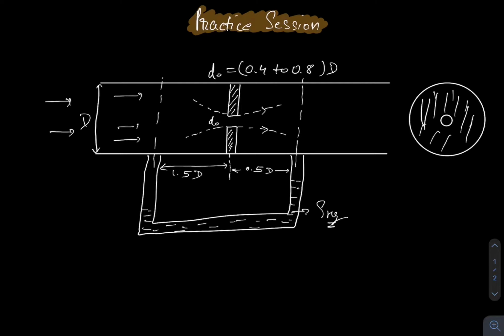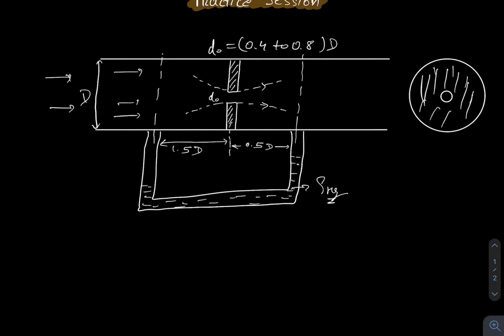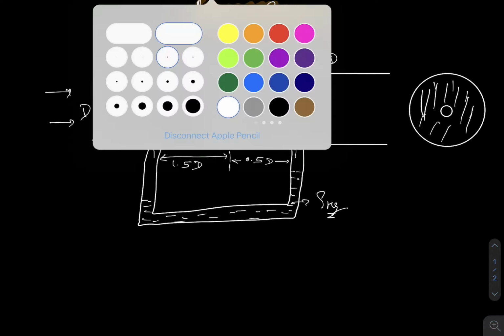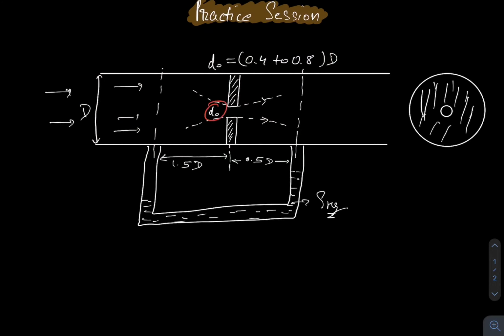Okay, so this was the setup of my orifice meter. We have already discussed it in the last class. So let's first see the statement of the question. What's given to us is the orifice diameter is 10 centimeters. This d naught is the orifice diameter, so d naught is given as 10 centimeters, and the pipe diameter, this capital D, is 20 centimeters. This is all given to us.